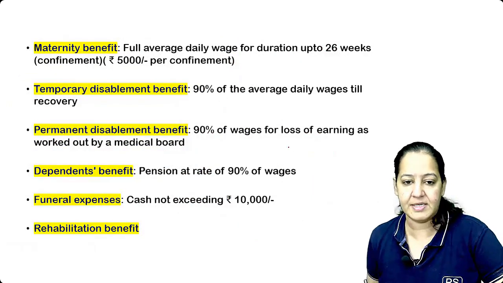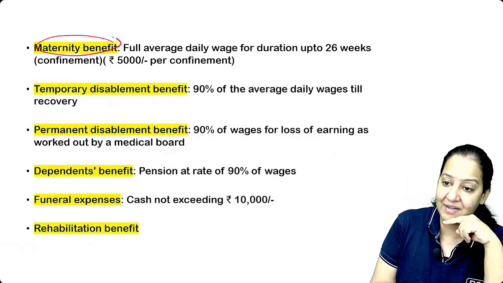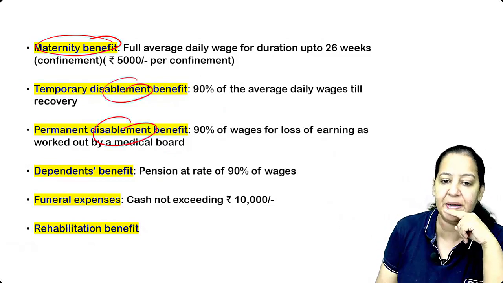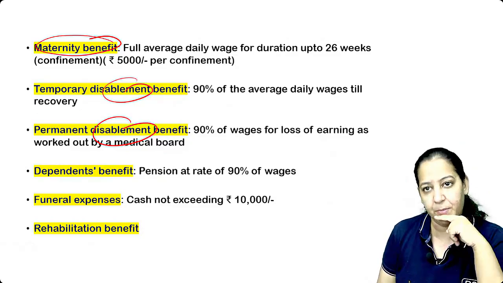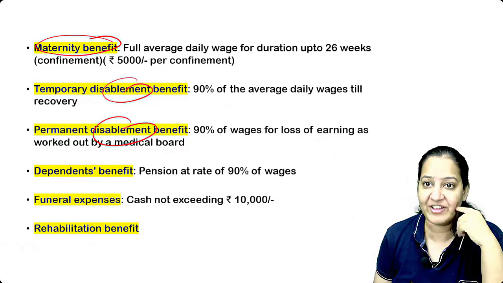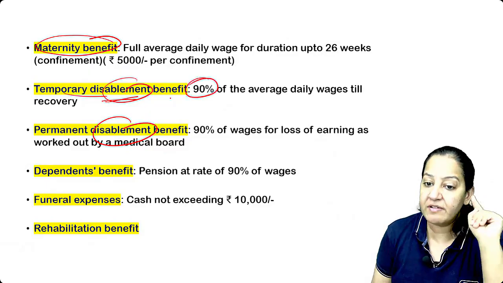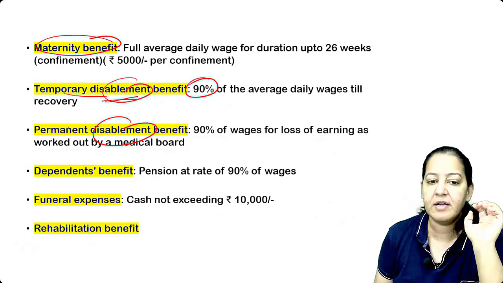Not only this, see. There is maternity benefit also that I'm telling you separately. Apart from that, there is disablement benefit. Someone is having disablement. Just suppose there is a worker in my factory and he has a fracture. He's having disablement, but it's temporary. So I will give 90% of the wages. He should take care till recovery.